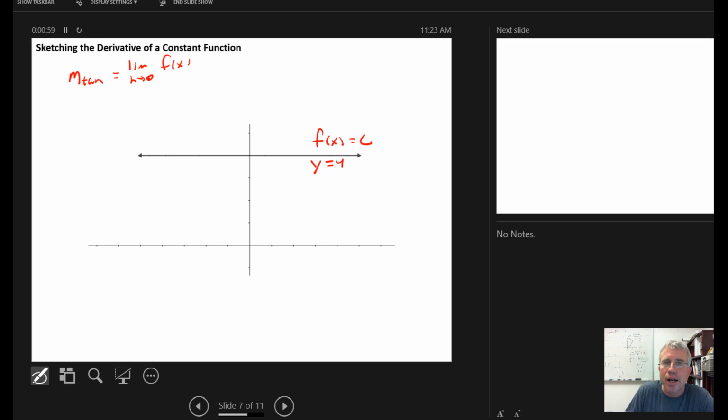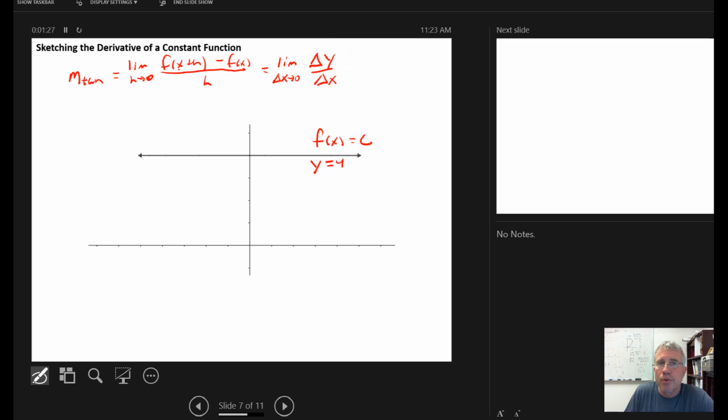So f of x plus h minus f of x, all over h. And we got the difference quotient from just calculating the slope of the line, delta y over delta x. And by letting h go to 0, we're really just taking the limit as delta x goes to 0 of the slope formula that we learned back in probably algebra 1, delta y over delta x.